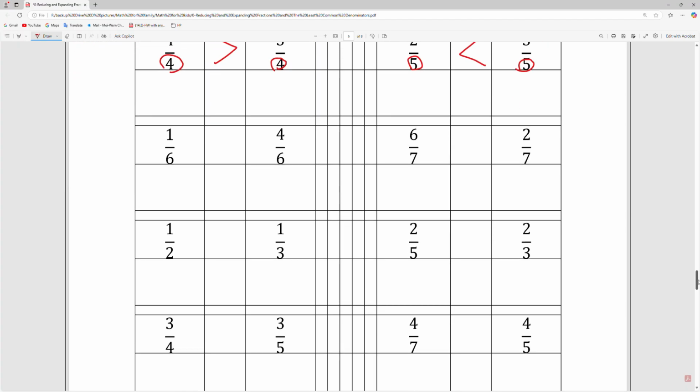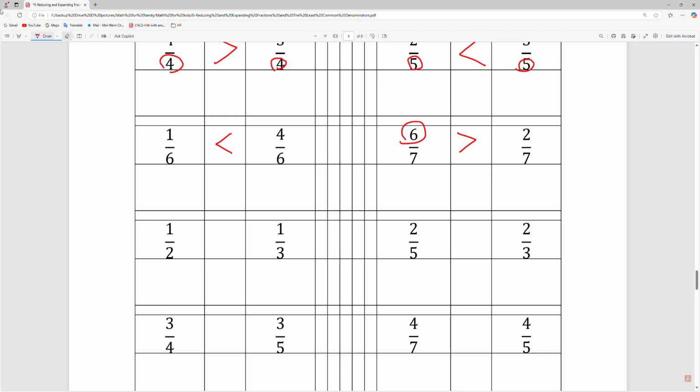Okay? So same thing when you have the same denominator. Everything is easy. Okay? Now when you have a different denominator, do you say 3 is greater than 2, then this is greater? Then it's wrong. Okay? So when you have the same denominator, you compare the numerator.